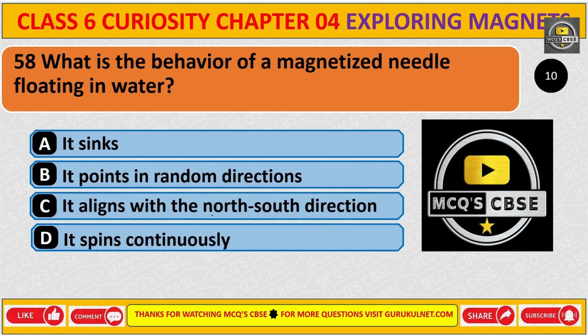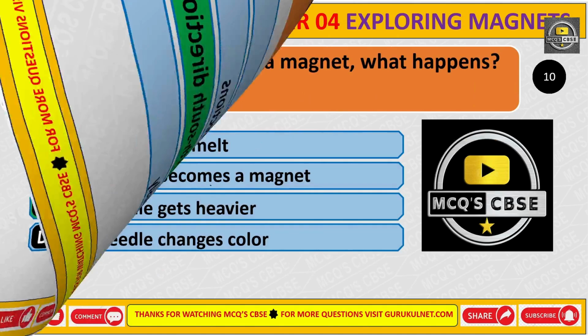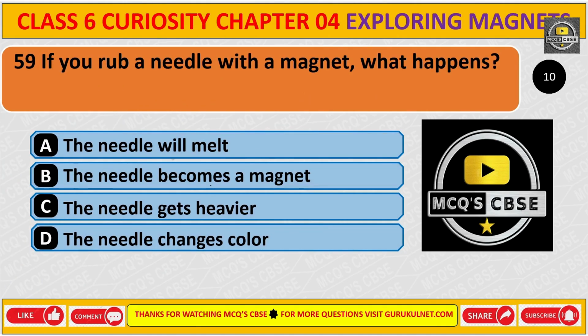What is the behavior of a magnetized needle floating in water? And the correct answer is C, it aligns with the north-south direction. If you rub a needle with a magnet, what will happen? And the correct answer is B, the needle will become a magnet.